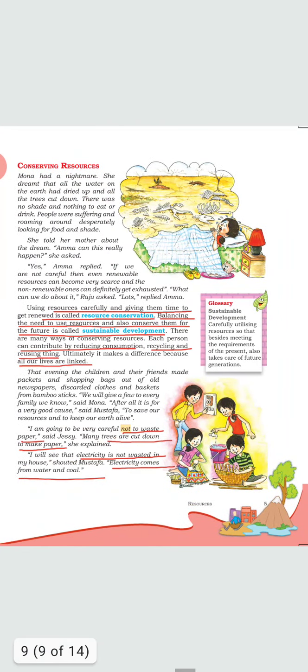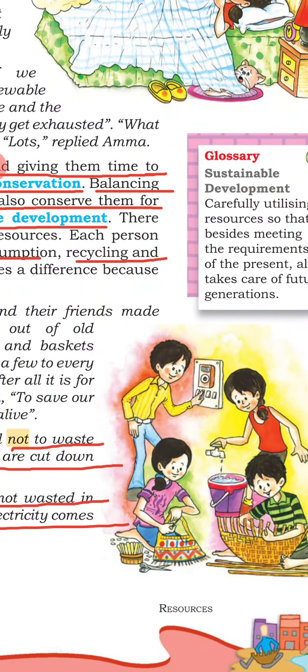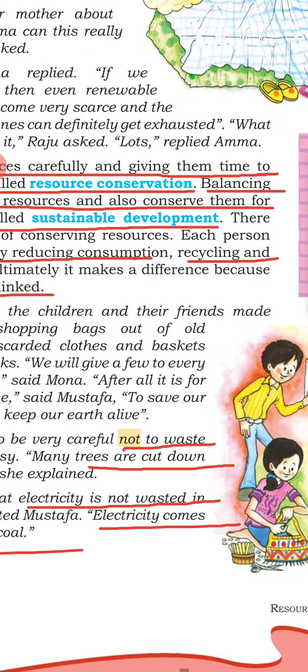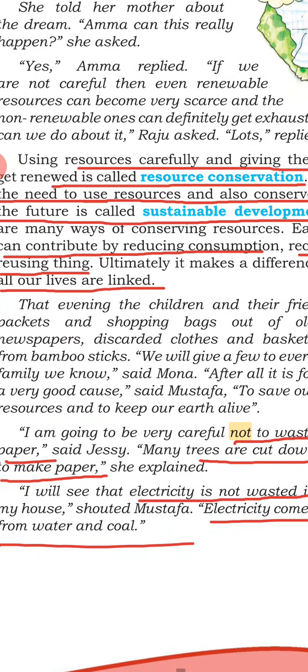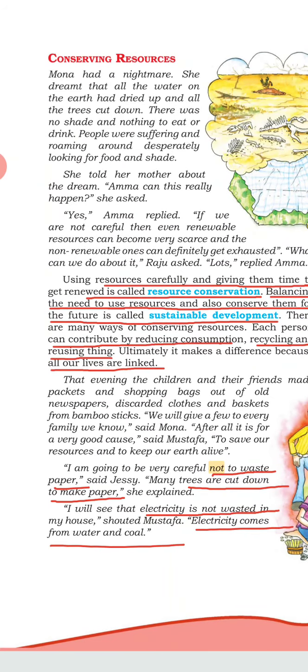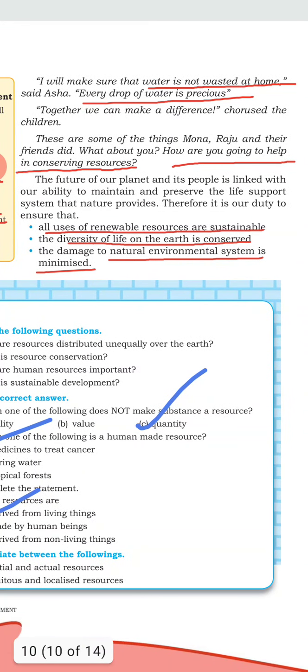own environment. Now, as you can see here, some friends in a colony are discussing the conservation of resources. One is saying that I will not waste paper because for paper many trees have been cut down. The second one is saying I will not waste electricity in my home because electricity comes from water and coal. The third one is saying that I will not waste water at my home because every drop of water is precious. Now, what about you?